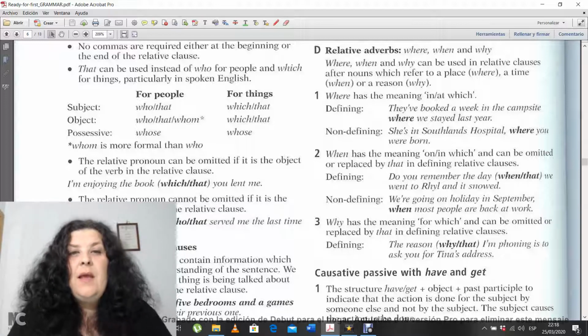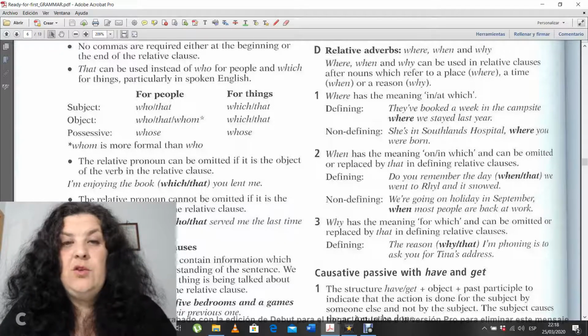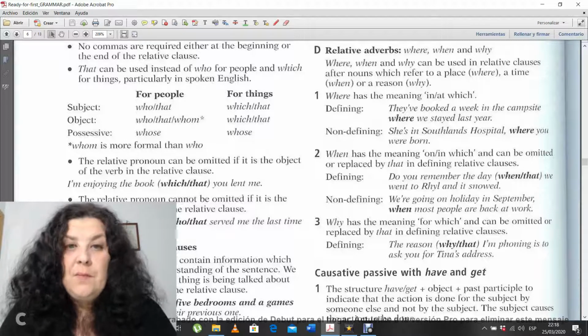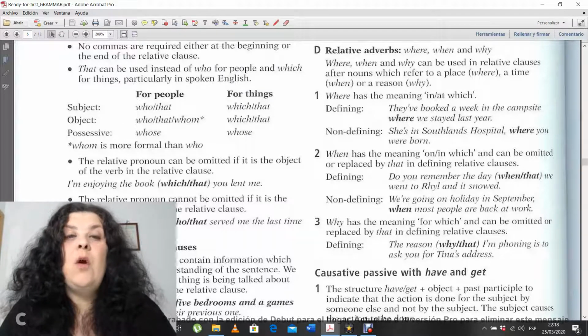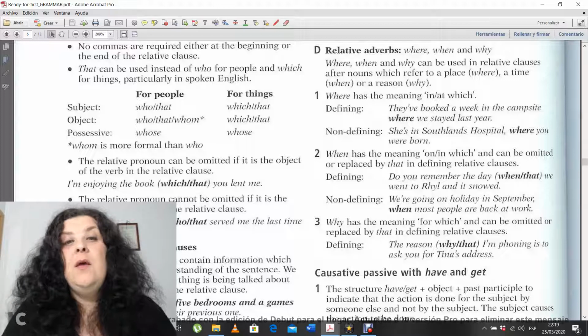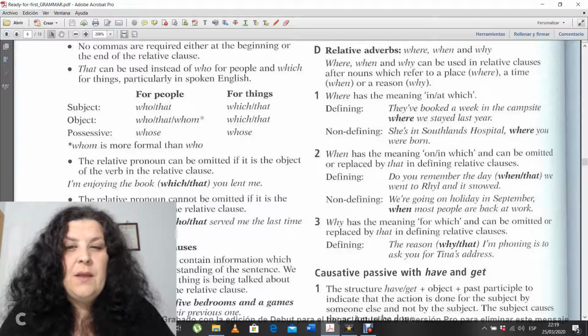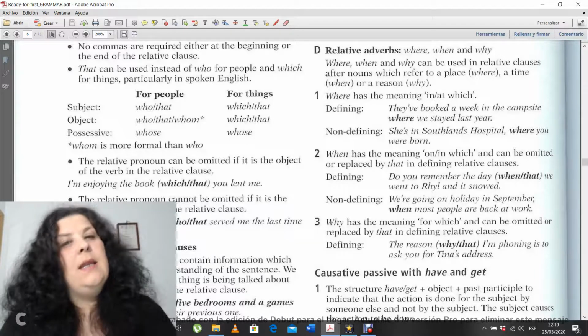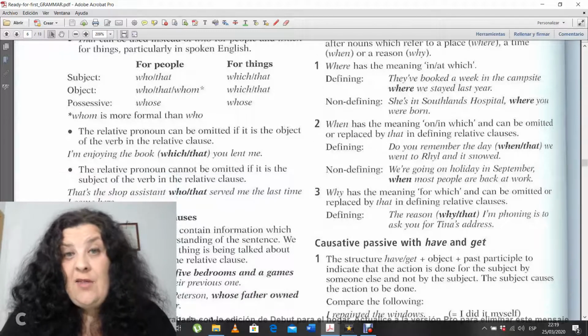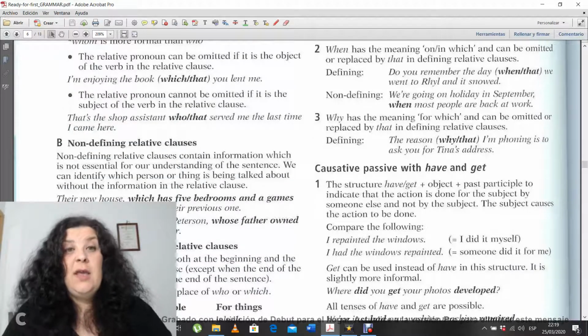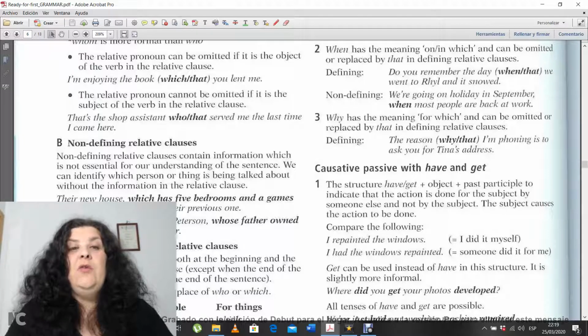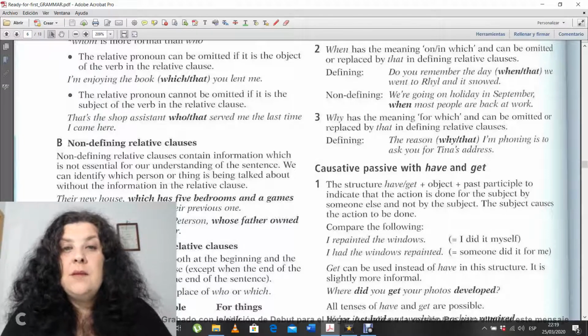Right? And you cannot use that. You cannot say that is the woman with that I work. You have to say with whom I work. And the same thing for which also. Right? Then the adverbs like where. Okay, you can use just where on its own.